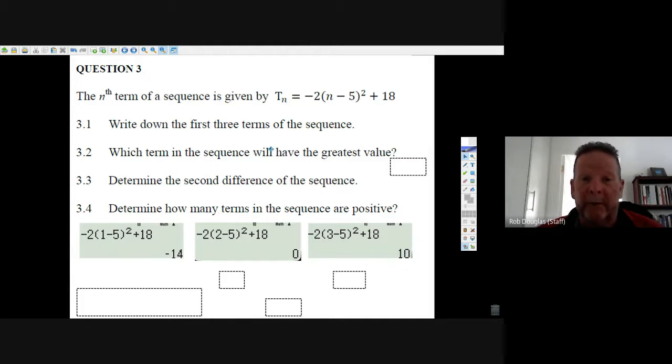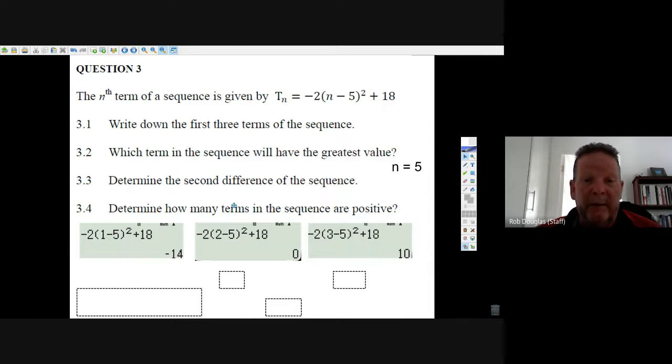Which term will have the greatest value? Well, this is parabolic. And if we graph it as a function, it's continuous, but we're just interested in the integers that we put in here, 1, 2, and 3. But if you put in 5, 5 minus 5 makes this 0. That's the turning point. This is an unhappy parabola where 18 is right at the top. So n equals 5 will give you the maximum value of 18.